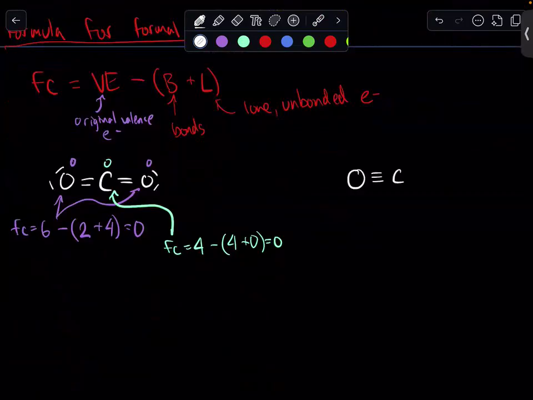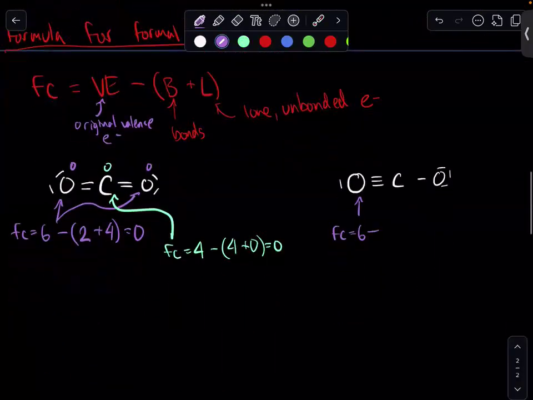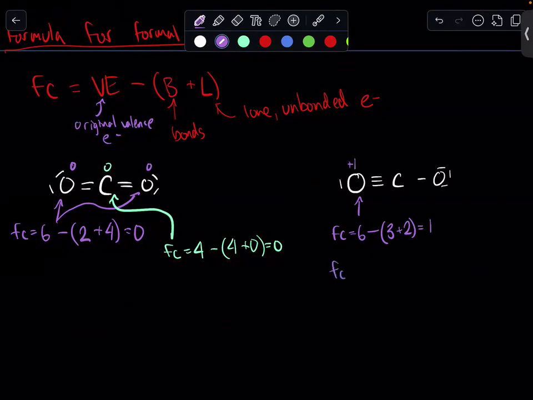Oxygen triple bonded to carbon, single bond to oxygen. I drew it backwards from the previous way, but it doesn't matter too much. All right, this oxygen has a formal charge of, again, 6 valence electrons minus 3 bonds and 2 unpaired electrons, for a total formal charge of 1. This has a charge of positive 1. The formal charge of the other oxygen is a little different. It's 6 minus 1 bond plus 6 electrons, for a formal charge of negative 1.